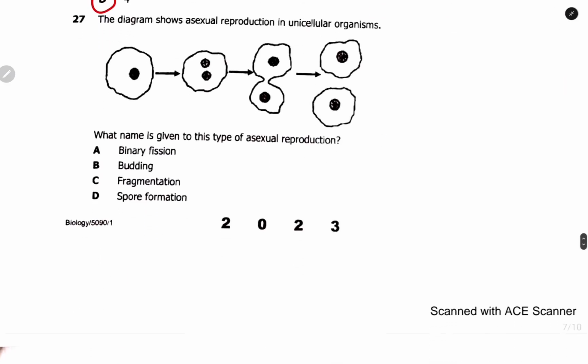Question 27, the diagram below shows asexual reproduction in unicellular organism. So for example, a bacteria. What name is given to this type of asexual reproduction? This is binary fission. And of course, you know budding, I guess. Budding has to do with a large one, but a small bud grows until it falls off. Fragmentation, it is split in 2 pieces. And of course, spore formation has to do with the formation of spores. All those kinds of asexual reproduction, you should know them.